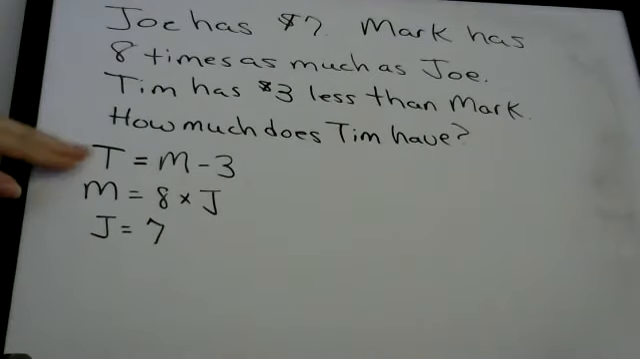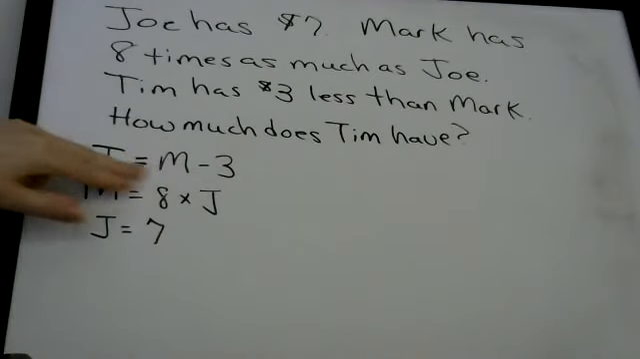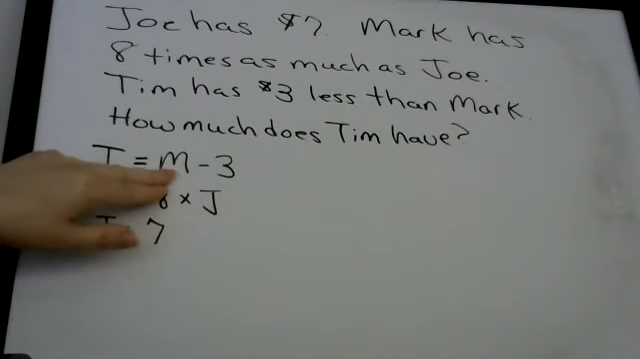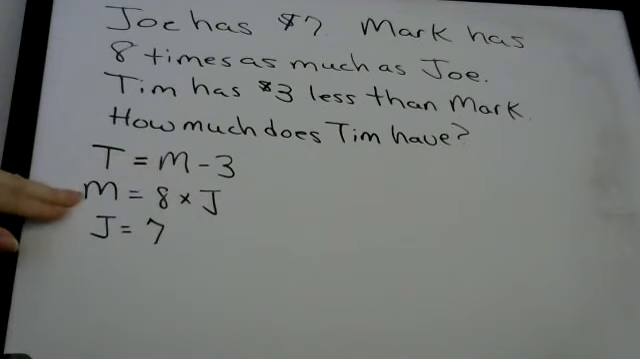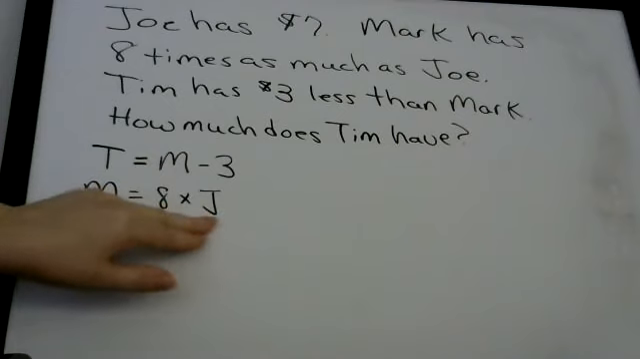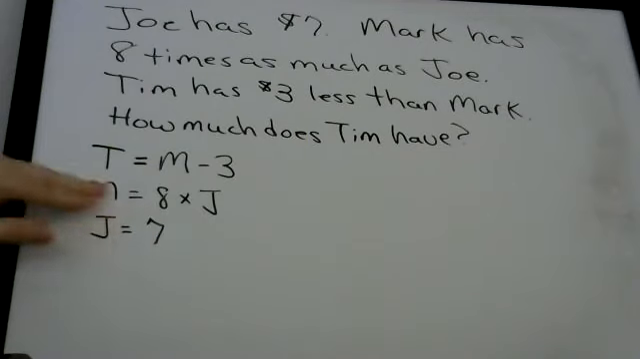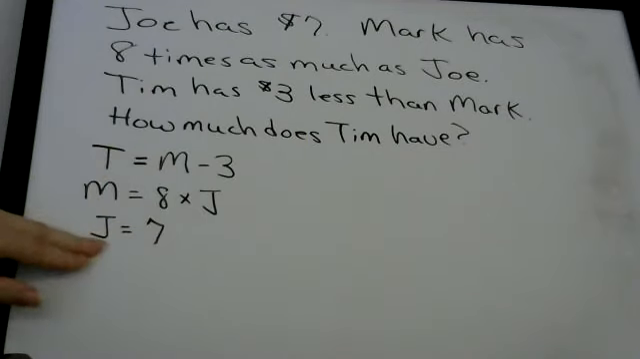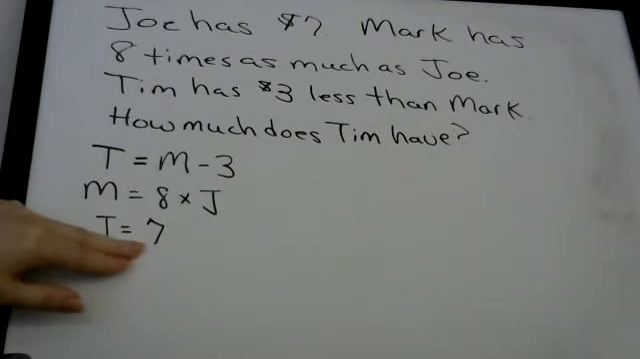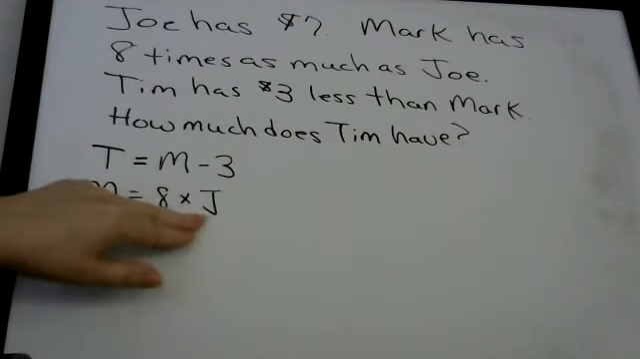So we started with what we wanted to know, Tim, and we wrote down that equation. Then we said, before we can figure out what Tim has, we need to know what Mark has, so we wrote down the equation for Mark. Before we know what Mark has, we have to figure out what Joe has. They've given us that Joe has $7. So now we can plug this back in and solve for Tim. J equals 7, so we plug that into this formula.